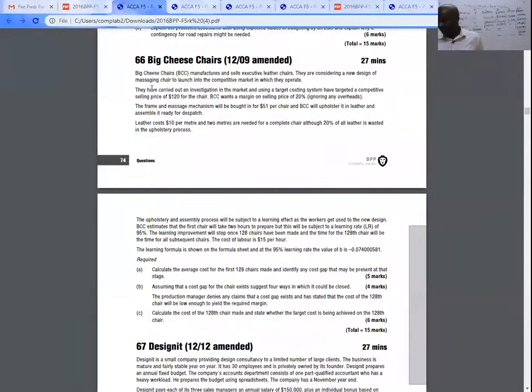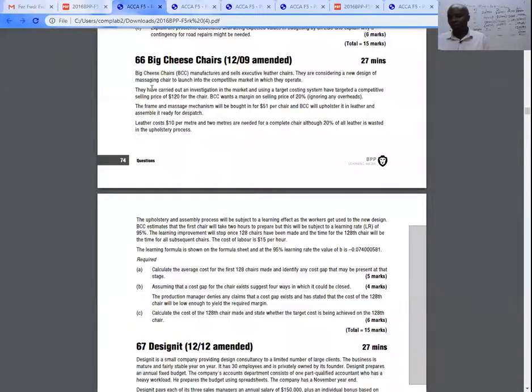BCC estimates that the first chair will take 2 hours to prepare, but this will be subject to a learning rate of 95%. The learning improvement will stop once 128 chairs have been made, and the time for the 128th chair will be the time for all the subsequent chairs. The cost of labor is $15 per hour. The learning curve formula is shown on the sheet.